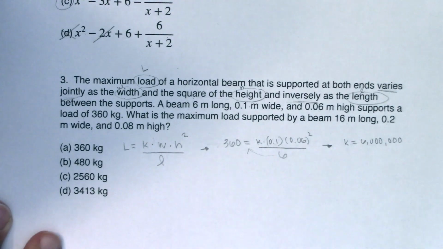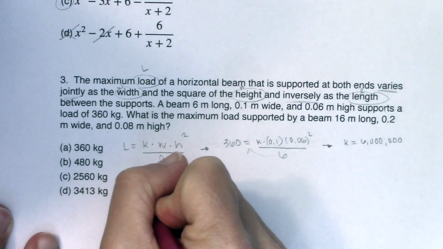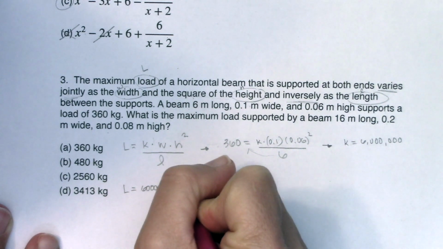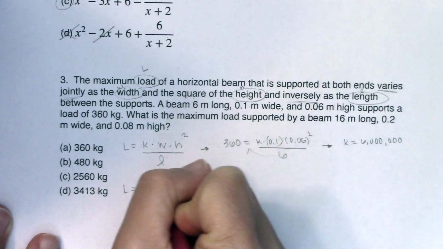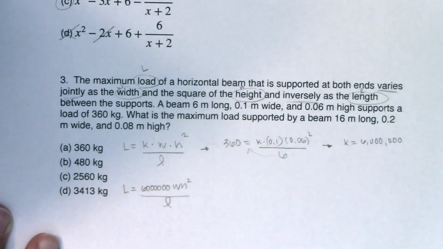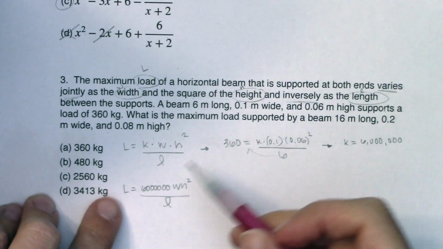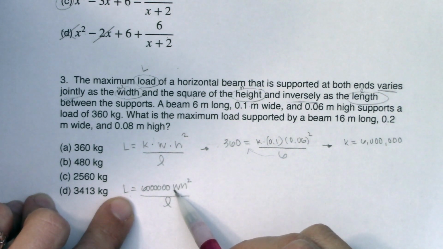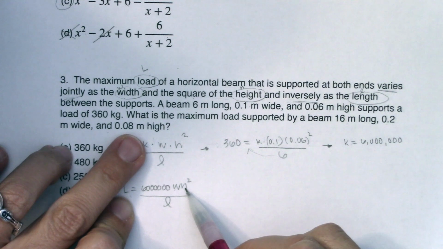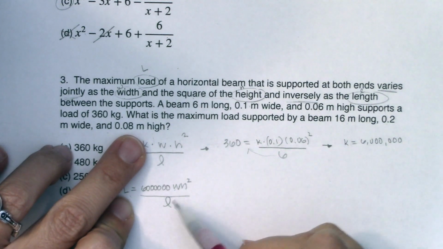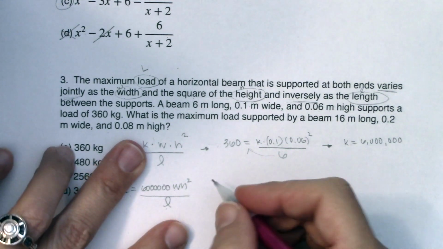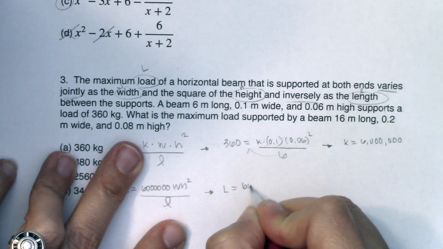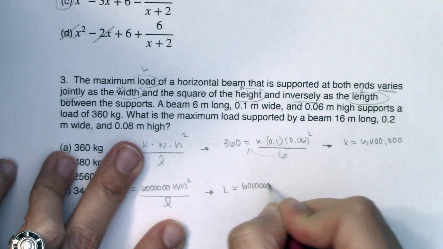All right, so let me go ahead and rewrite this equation. So L is going to equal 6 million, 1, 2, 3, 4, 5, 6 zeros, times W H squared over l. So we now want the maximum load. We're going to solve for capital L. I'm going to plug in 0.2 for the width and 0.08 for the height, and then 16 for the length. So let's see what we've got here. My load in this case is going to be 6 million.